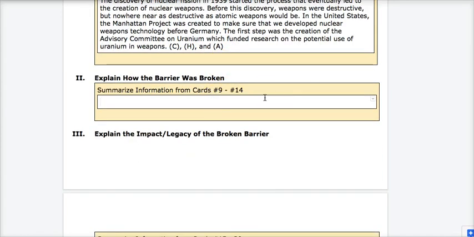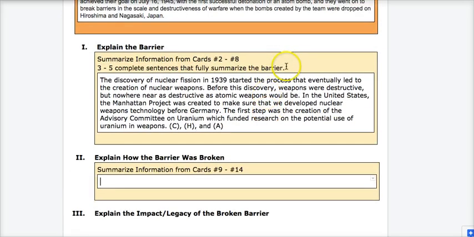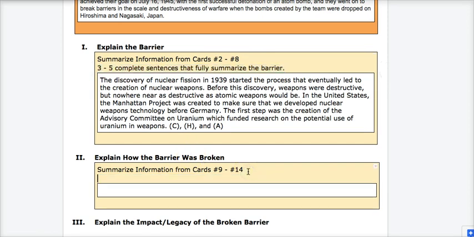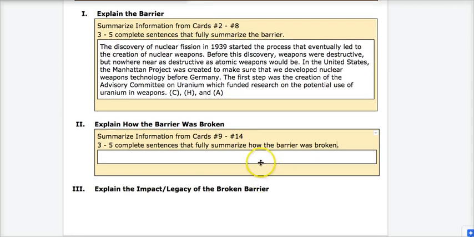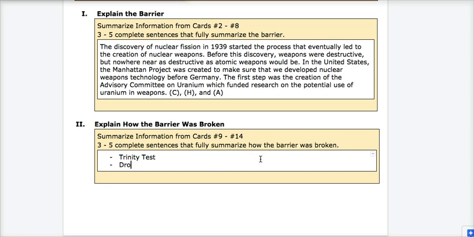So what I would do is take your cards 9 through 14, lay them out in front of you, and try to summarize the information that's on there. Also, looking for 3 to 5 sentences that fully summarize how the barrier was broken. So for this, I'm not going to write full sentences, but I have to talk about the Trinity test. I have to talk about the dropping of the bombs.